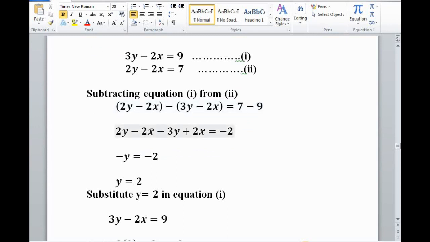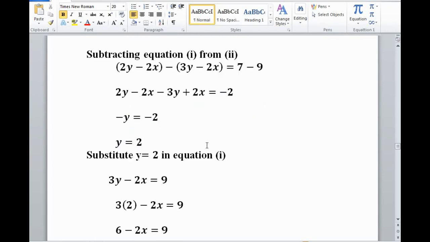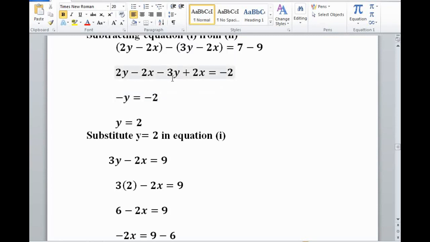So we get 2y negative 2x. Now I'll multiply this negative by the first and second term inside the bracket. So minus multiplied by plus, we get negative 3y, and minus multiplied by minus, we get positive 2x, equals 7 negative 9, which will give us negative 2. Okay, positive 2x and negative 2x are like terms but with two different signs. So negative 2x plus 2x will give us 0. So 2y and negative 3y will give us negative y equals, on the right side, negative 2.